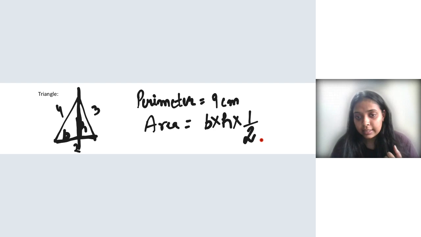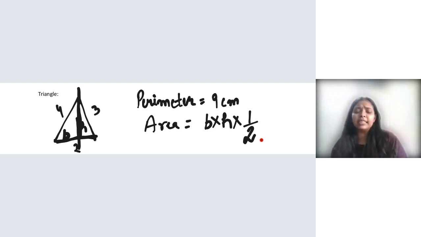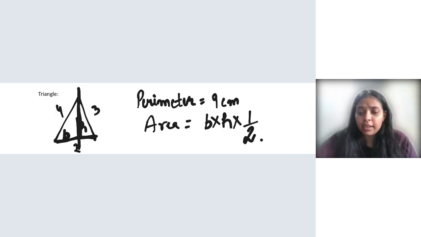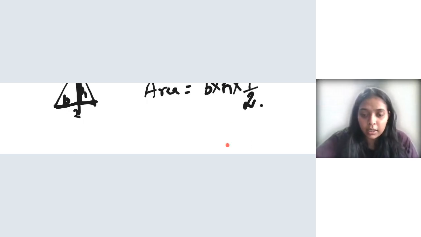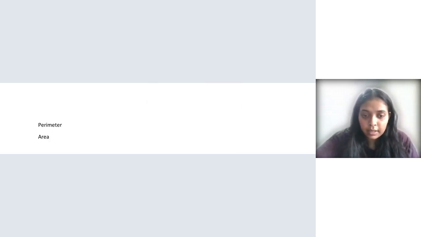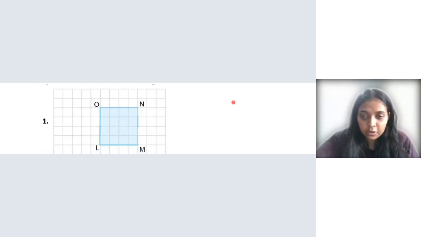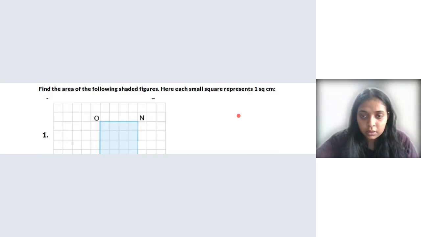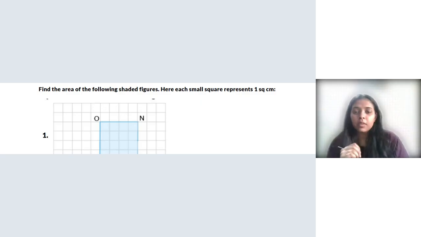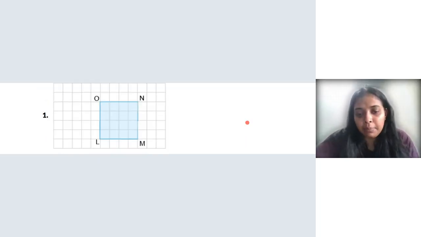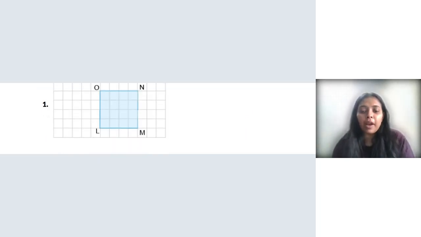Base times height. Now let's practice a few of the questions, to see if we are getting the point or not. Can you see the question? Find the area of the following shaded figures. Here each small square represents 1 square centimeter. So this means we have to find the area of this figure.